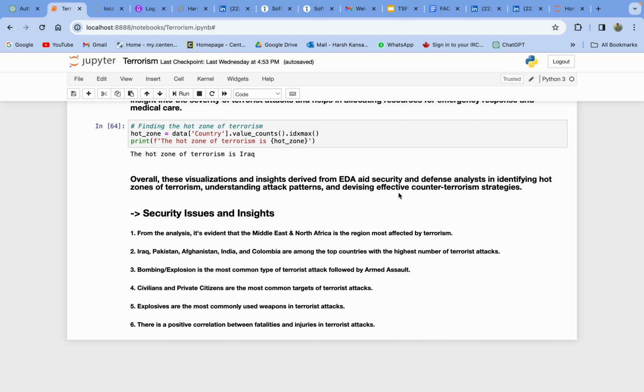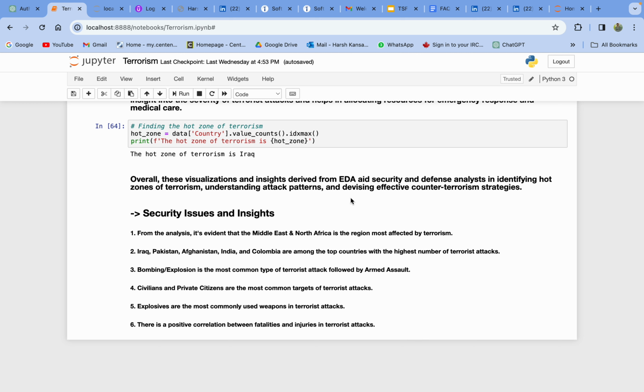Overall, this visualization and the insights derived from EDA aid security and defense analysts in identifying hot zones of terrorism, understanding attack patterns, and devising effective counter-terrorism strategies. Now, from this, we'll have some analysis. From the analysis, it's evident that the Middle East and North Africa is the region most affected by terrorism.